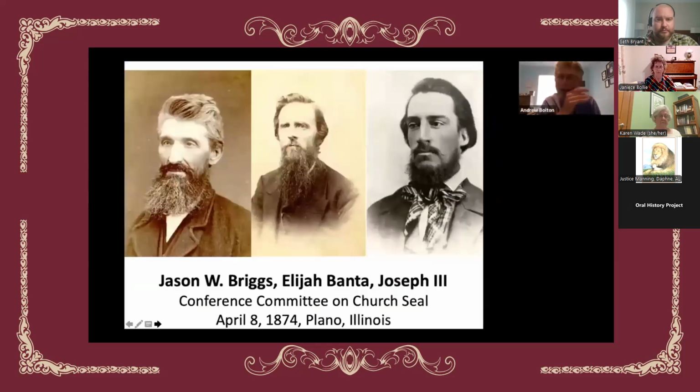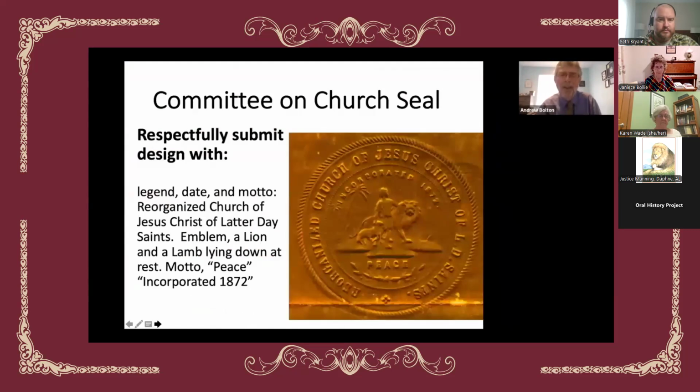Jason Briggs, president of the Council of 12, Elijah Banta, a member of the presiding bishopric, and Joseph III, a member of the First Presidency, met as a committee to decide the church seal that morning on April the 8th. This is a part of the minute that they respectfully submitted to the conference that afternoon. The conference supported this design and moved to have the church seal.